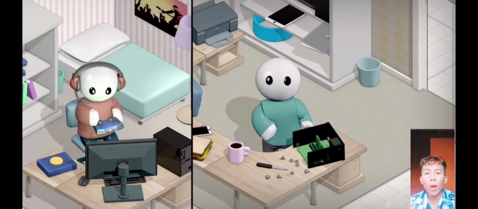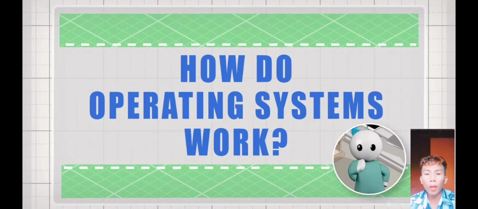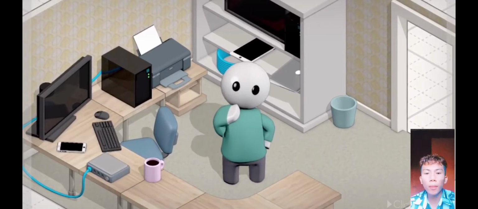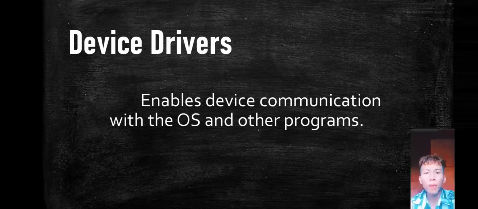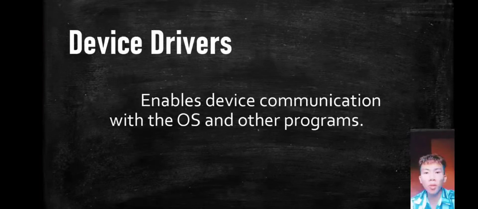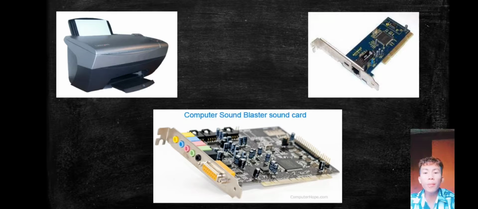According to the video, the operating system is one of the programs that starts first when you open a computer. The second type of system software is device drivers. So what is a device driver? Device drivers enable device communication with the OS and the other programs. Here are some examples of device drivers: printers, computer sound blasters, and PCI adapters. To know more about device drivers, here is a short video to watch.